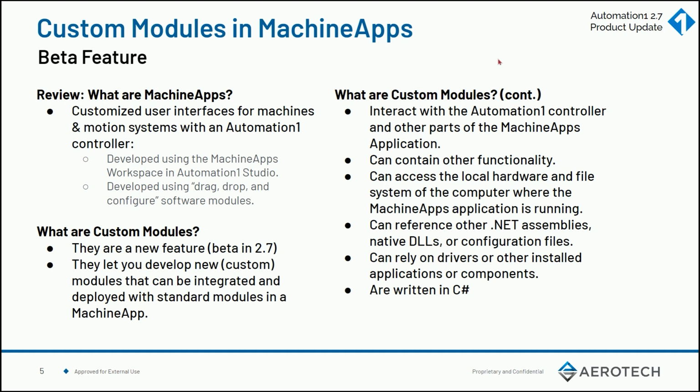They can reference other .NET assemblies, native DLLs, or configuration files, and they can rely on drivers or other installed applications or components. So this really, you can pull your process tool or your process capability as a module inside of a machine app. Okay, so maybe that's some kind of image processing. Maybe that's kind of a sensor integration. Whatever it might be, now your front-end development can be a lot less by leveraging the pre-configured tools from Automation1 and Aerotech and just doing the targeted design of the one module you need to be different, or maybe the one or two modules you need to be different. Okay, so this is going to give you lots of flexibility.